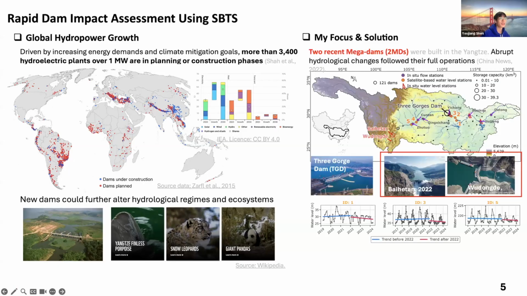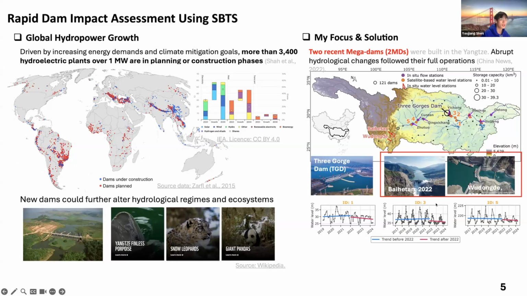Here, we see that the Yangtze River is one of the most biodiverse river basins. And you can see the Three Gorges Dam. We know that this is the largest hydropower dam in the world. And recently, two years ago, the second largest hydropower dam by Hetan and other mega dams were built upstream of the Three Gorges Dam. Interestingly, abrupt hydrological changes followed their full operations.